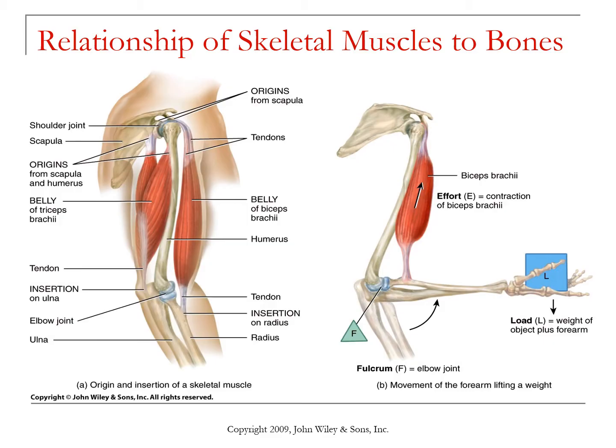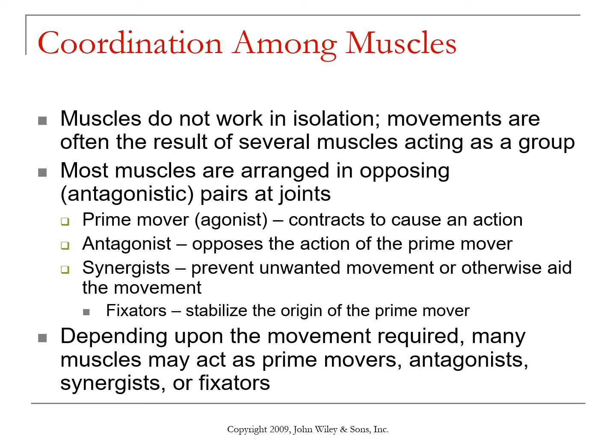The joints act as a fulcrum while the muscles provide the force of movement, and the load is the weight of the object being moved or the bone. So the fulcrum is the point where the contraction causes movement, and the bones act as levers. Most muscles do not work in isolation. Movements are often the result of several muscles acting as a group. Together, they smooth out motions. They also provide the accuracy of motions.